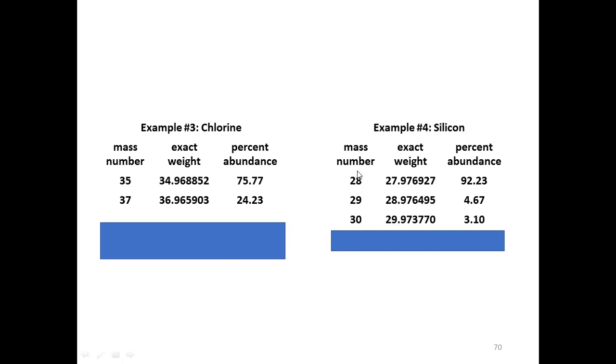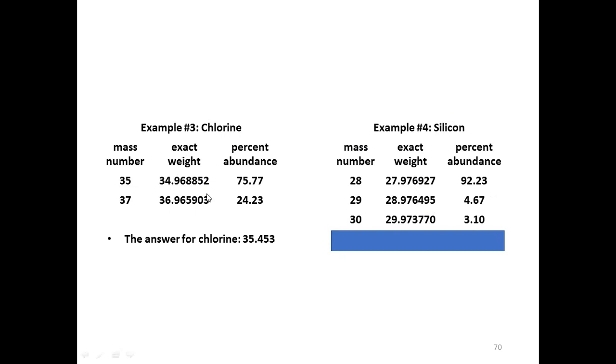Silicon has three isotopes. Again, don't be worried, you can add up the third isotope in a similar way. The exact masses are given, and the percent abundances are given. So I am going to show you the answer. You must calculate it yourself, and then you can match your answer with the results. The first answer, for chlorine, is 35.453, and for the fourth exercise, silicon has a mass of 28.086. So these are the answers to these two exercises.